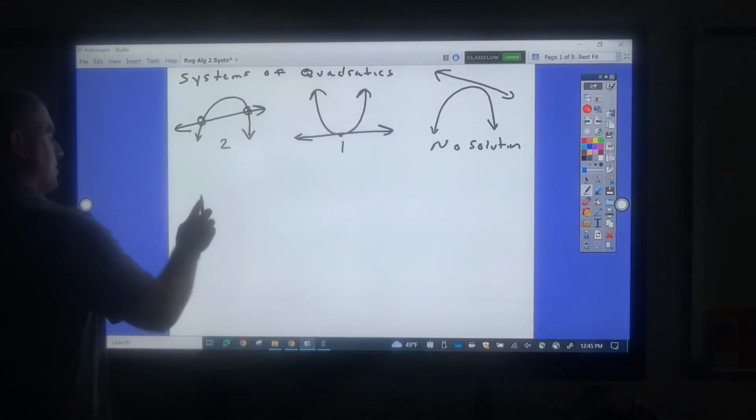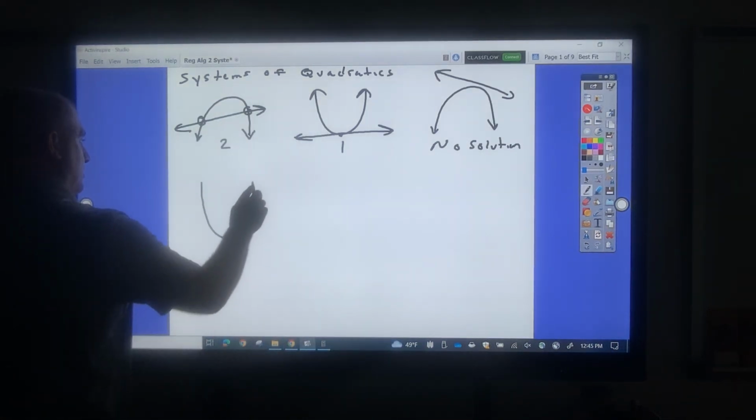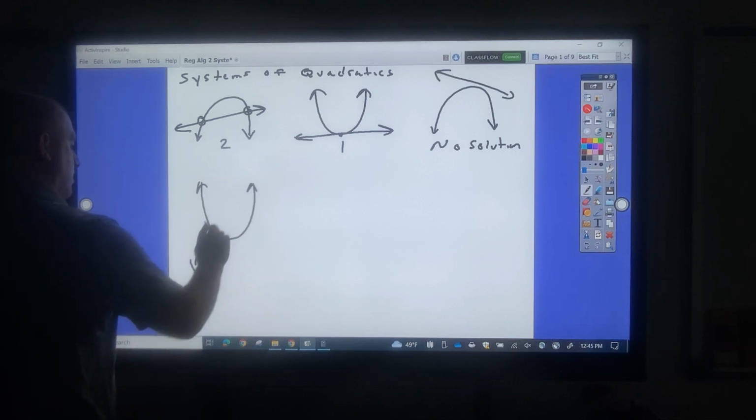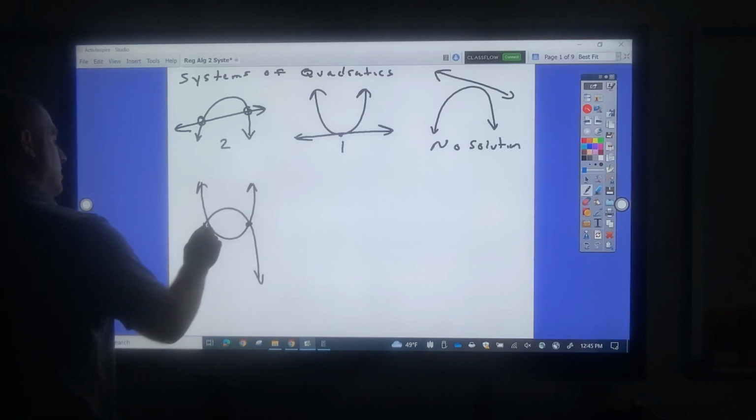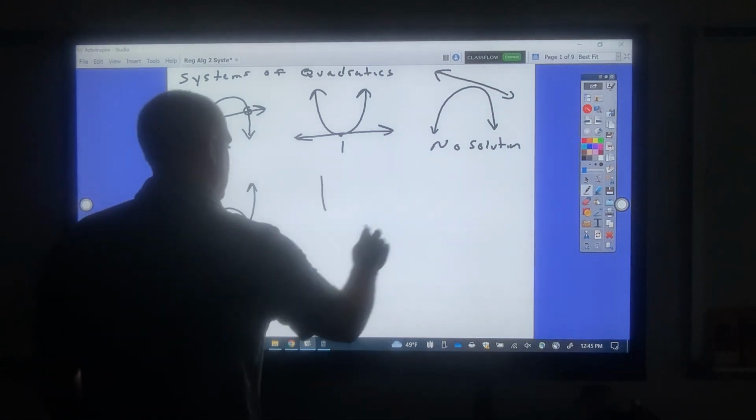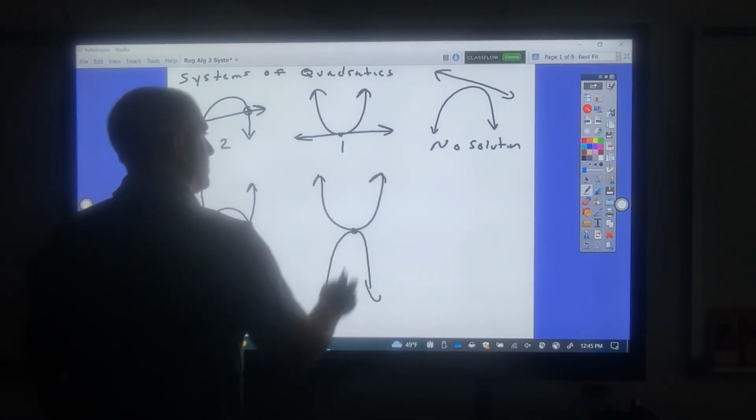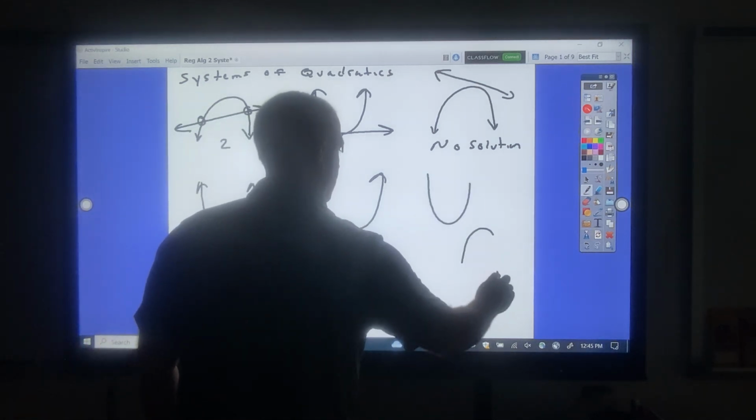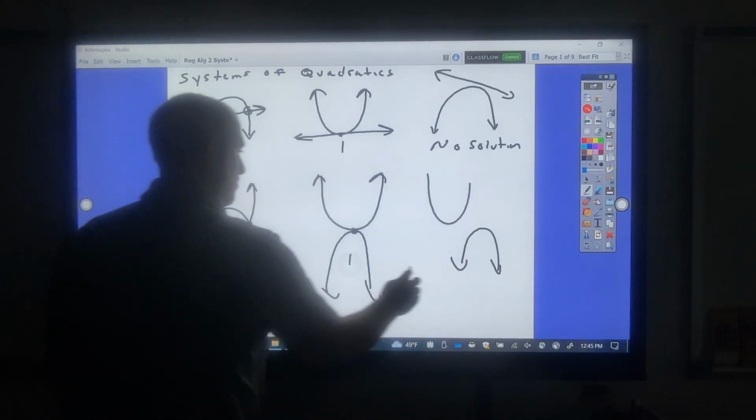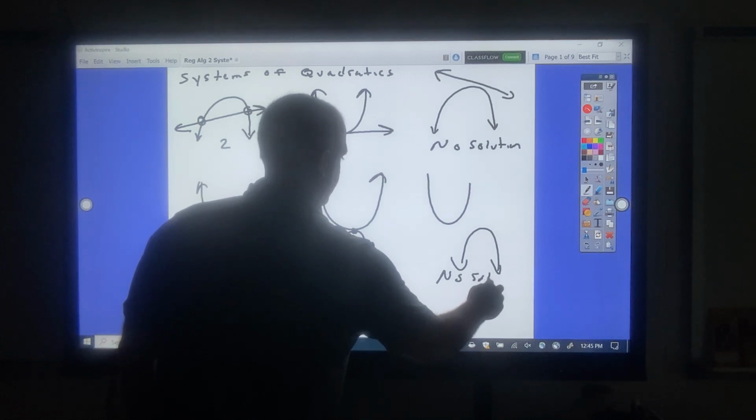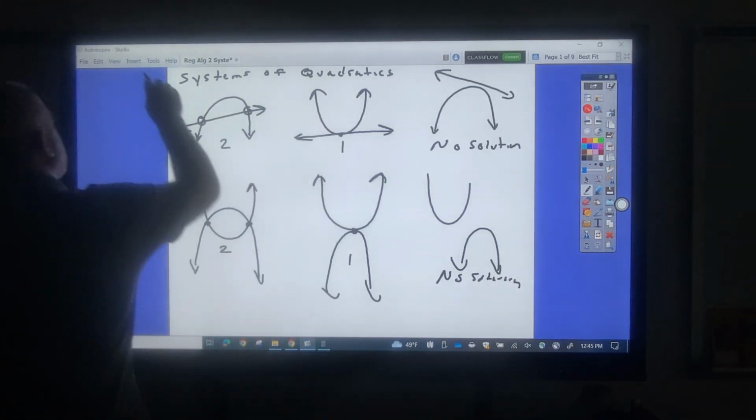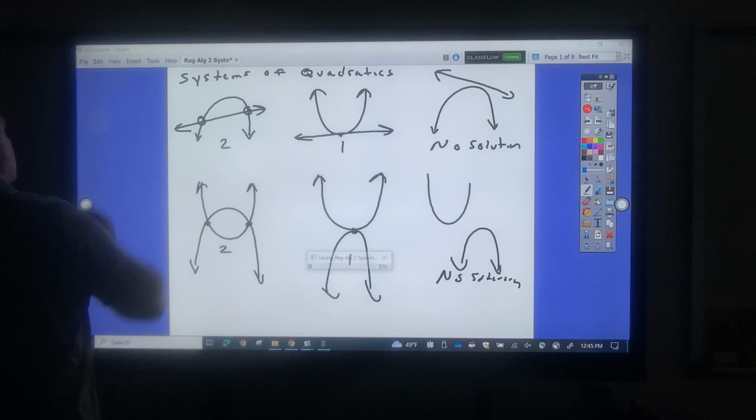If you have 2 quadratics, you could have these kinds of options. Here's what 2 could look like: 1, 2. What would 1 look like? 2 parabolas touching like this. What would none look like? This. So this is 2, 1, no solution.